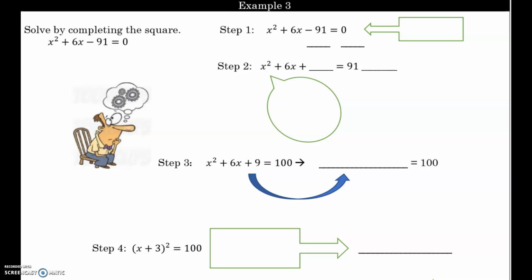In example 3, we are going to solve x squared plus 6x minus 91 equals 0 by completing the square. So first and foremost, we are going to add 91 to both sides. So with me here, add 91 to both sides.